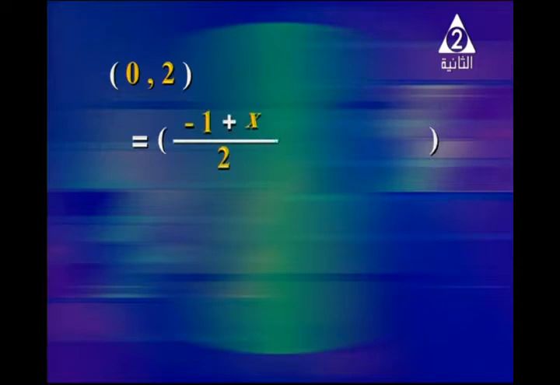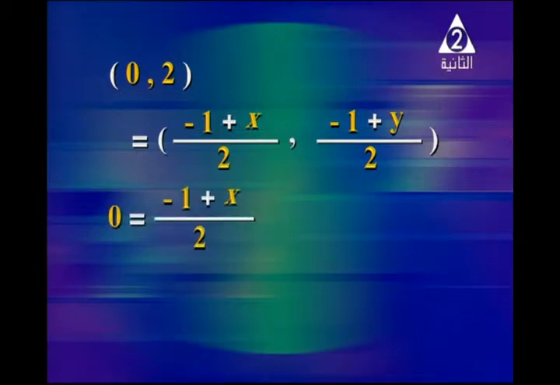Then (0, 2) equals, that's correct, the midpoint, which is equal to (-1 plus X) over 2 and (-1 plus Y) over 2. In this case, we can equalize the coordinates of X. So we can say that 0 equals (-1 plus X) over 2. By making cross multiplication, you are going to find that -1 plus X equals 0. And in this case, we can find the value of X as 1.